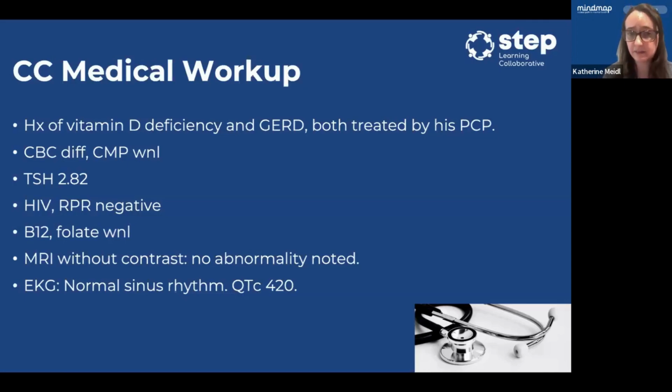He did have a complete blood count and differential done, and that was within normal limits. He also had a complete metabolic panel done, so looking at his electrolytes, his kidney function, his liver function, and that was all within normal limits as well. His thyroid test was within normal limits. He had his HIV and RPR testing done, which was negative. He had a B12 and folate done, checking for vitamin concerns, and that was good.